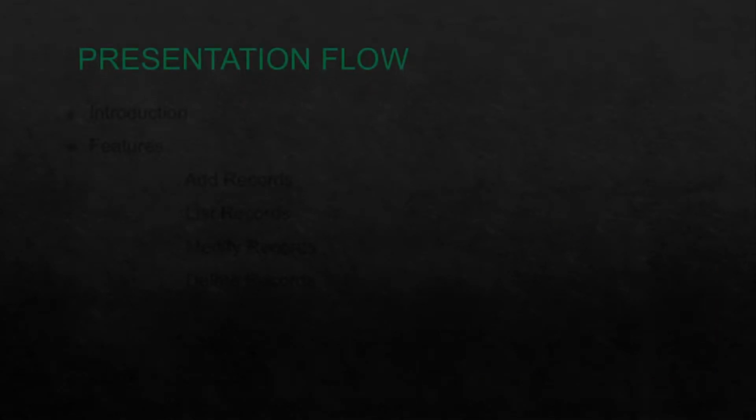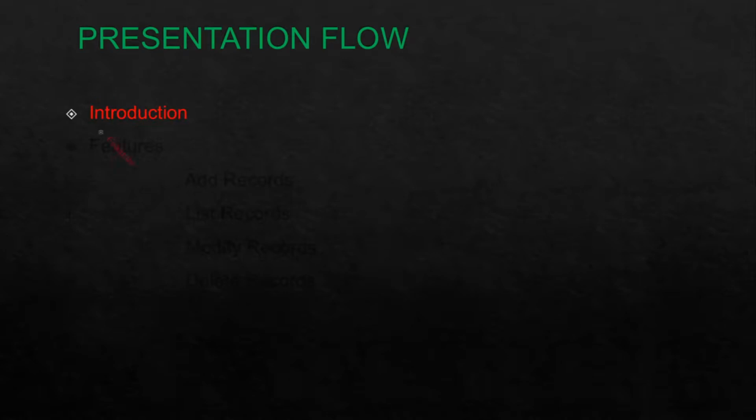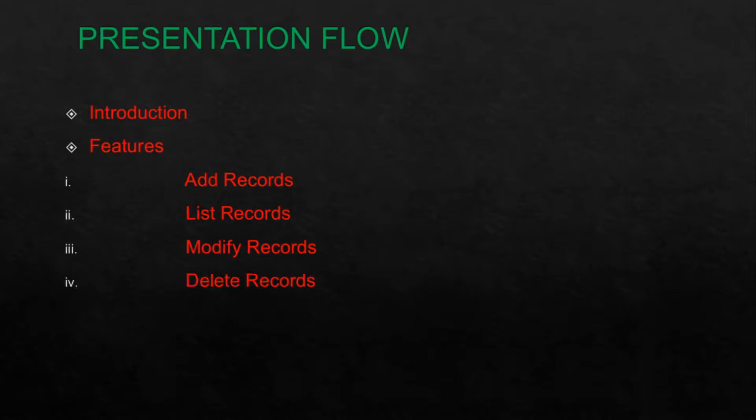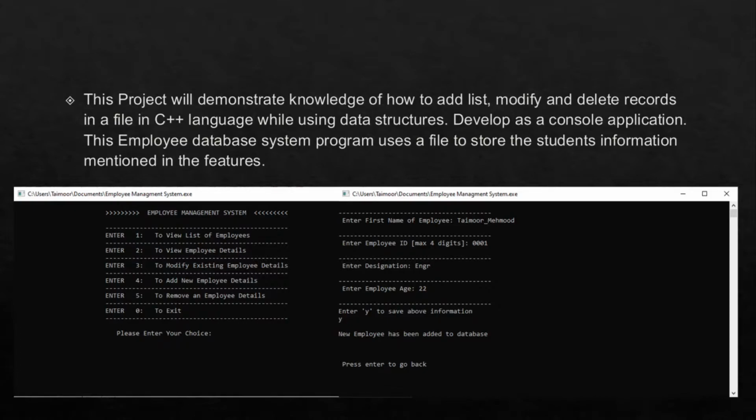First of all, we will have a short introduction of our topic and then we will discuss its features. This project will demonstrate knowledge of how to add, modify, and delete records in a file in C++ language while using data structures. This is an employee database system program that uses a file to store the employee information. If you are in a university, you can design this to add or remove students' information, or if you are in a company, you can use it for your employees.